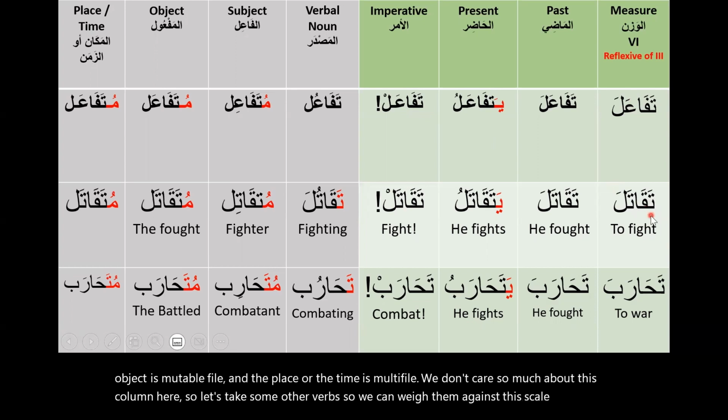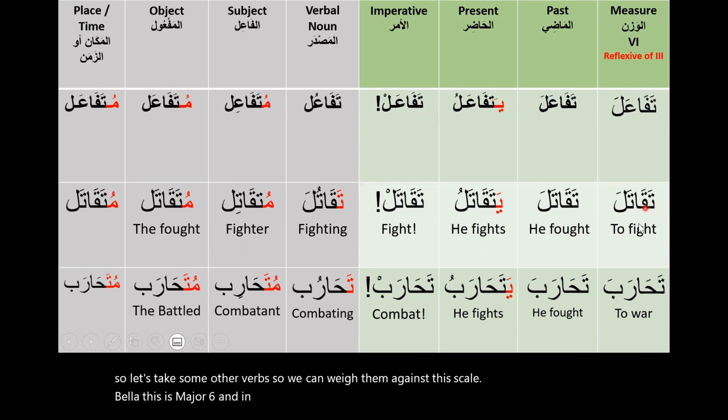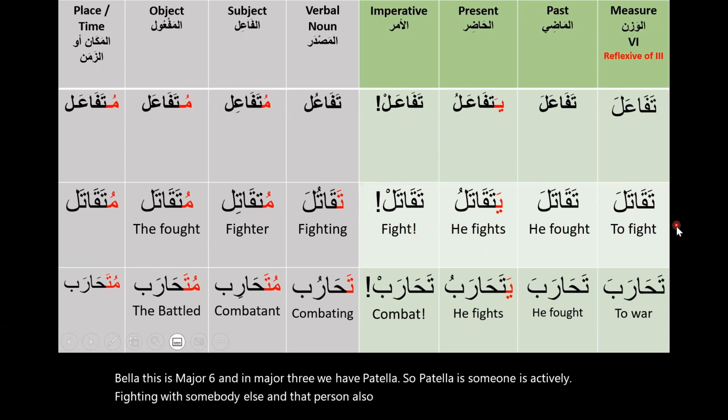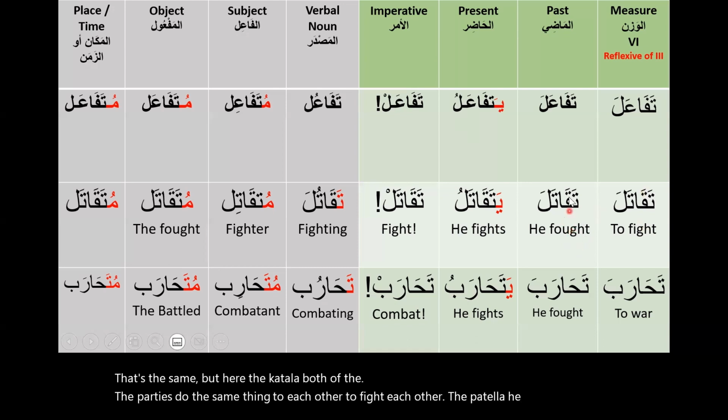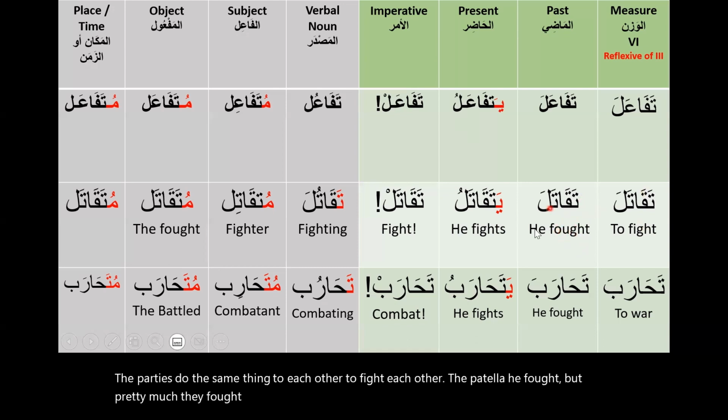تقاتل, this is measure 6, and in measure 3 we have قاتل. So قاتل is someone actively fighting with somebody else, and that person also does the same. But here تقاتل, both of the parties do the same thing to each other, to fight each other. تقاتل, he fought, but pretty much they fought each other. يتقاتل, he fights, or they fight each other.